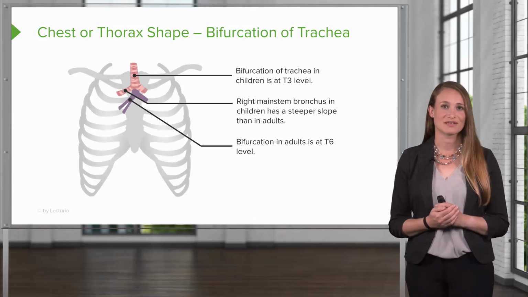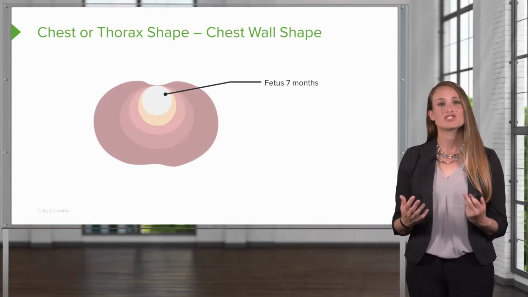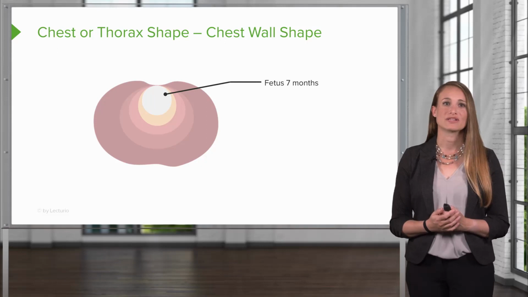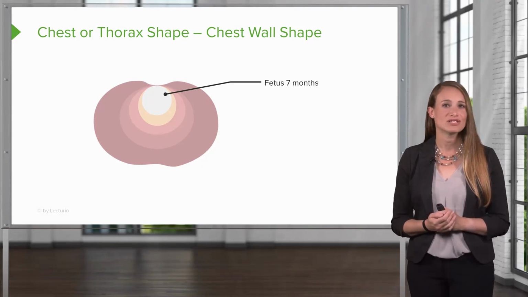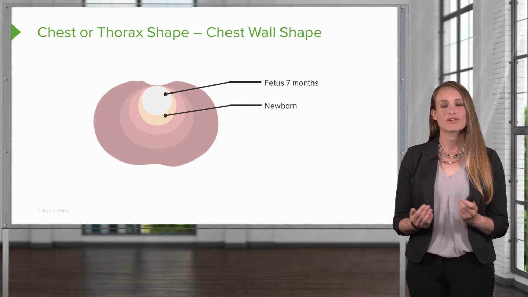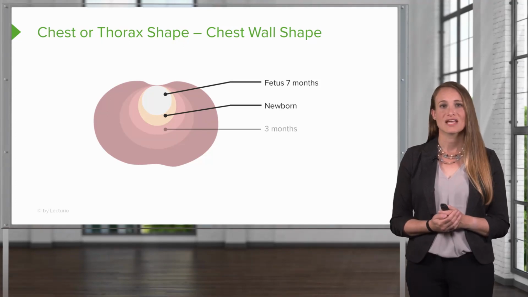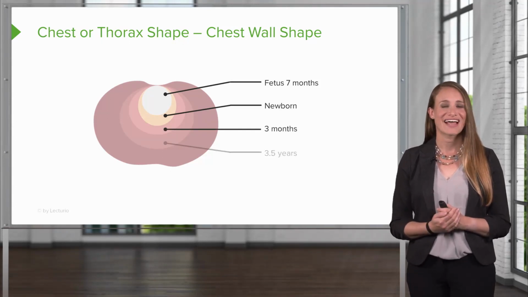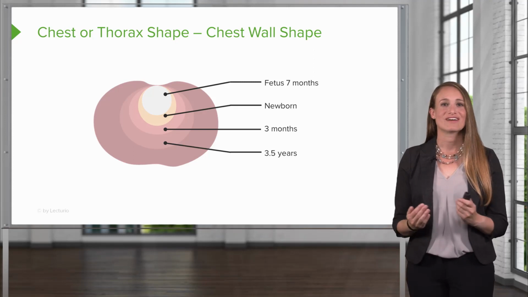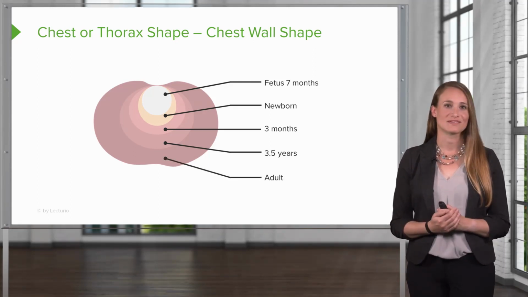the setting of intubation. The shape of the chest wall is also going to mature gradually from a relatively round shape in utero to a more flattened shape in adulthood. Here you can see at 3 months, at 3.5 years, and then finally in adulthood with full expansion.